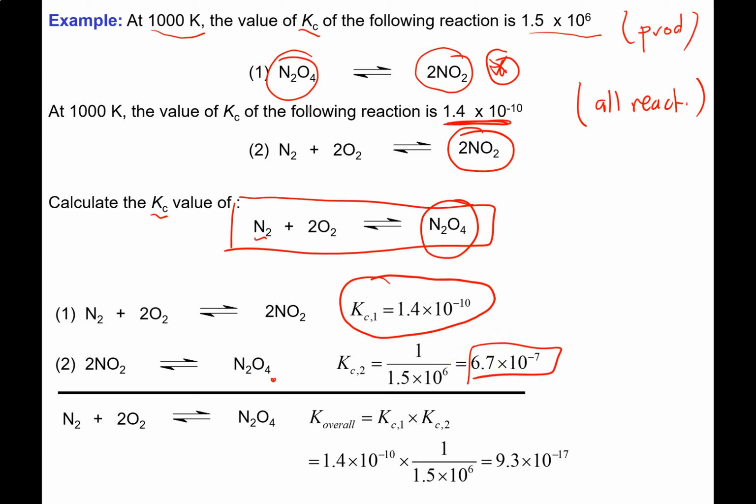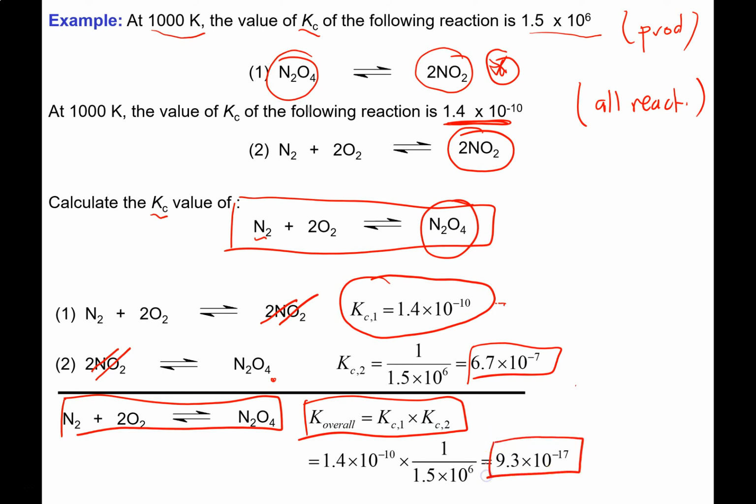Okay, so now I add those two reactions together, and I cancel where I can, and I get the desired overall reaction. What will the equilibrium constant be for this overall process? It's going to be equal to the product of the equilibrium constants for the two steps. So I multiply those two numbers together, and sure enough, consistent with my expectations, I got a really small number.